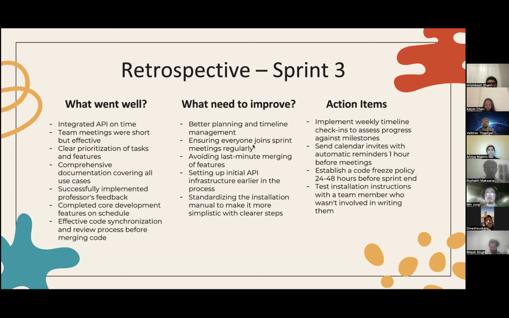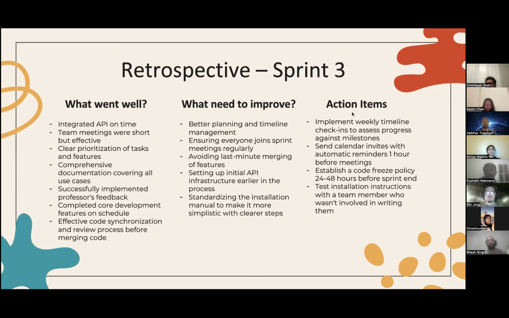Another thing was ensuring everyone joins the sprint meetings regularly. And the third point is avoiding last minute merging of features, which gives less time to test and deploy. And the fourth point is setting up initial API infrastructure earlier in the process. So most of these points are related to better planning and timeline. And the last point is standardizing the installation manual to make it more simplistic with clearer steps.